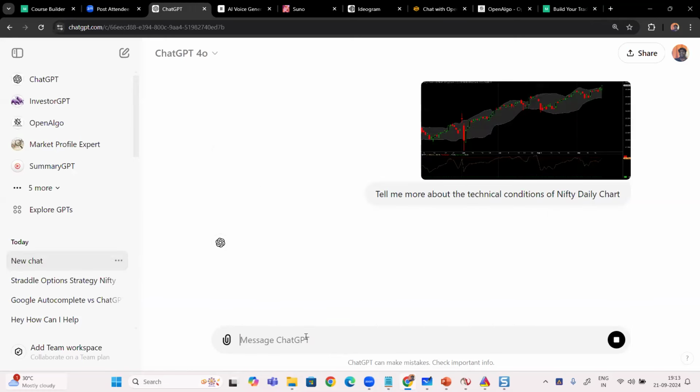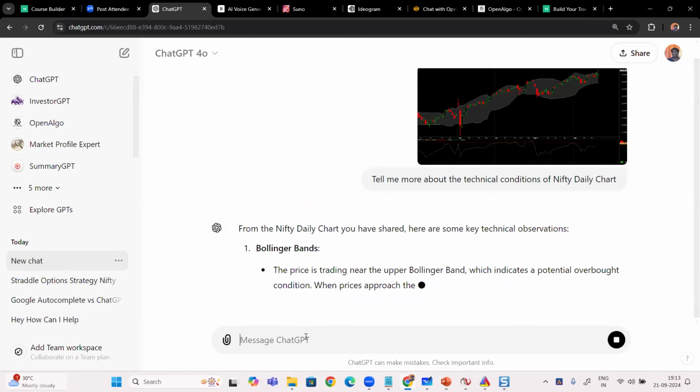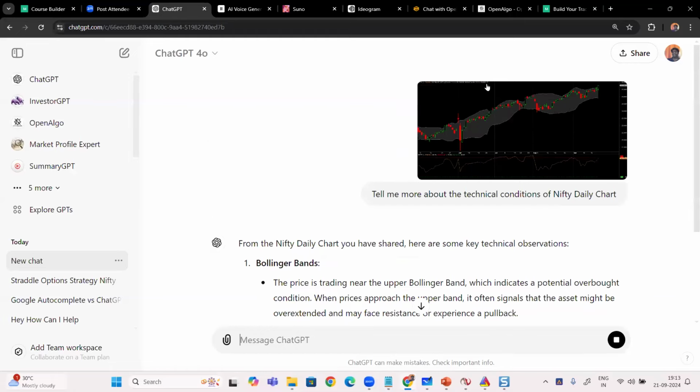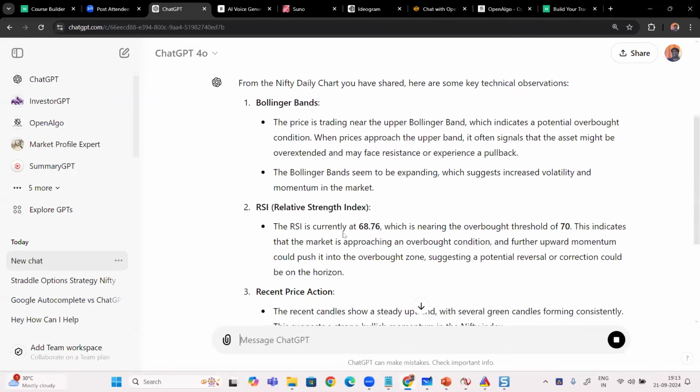So like how a basic trader who understands the patterns would. Now this is also able to understand what is happening here. I never said I'm using a Bollinger Band. So from the chart itself, it is able to understand that I'm using a Bollinger Band chart, and it's also able to understand that I'm using an RSI. And it is coming up with an explainer of where the price is trading relative to the Bollinger Band.